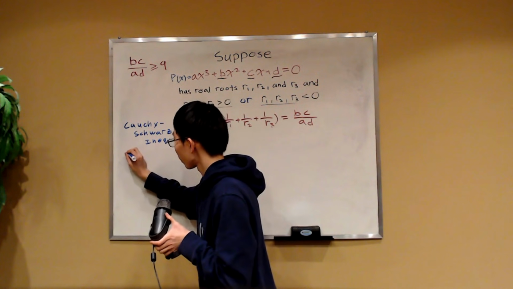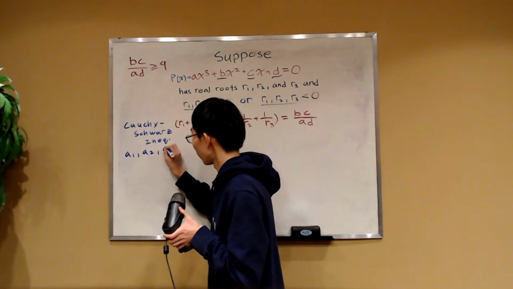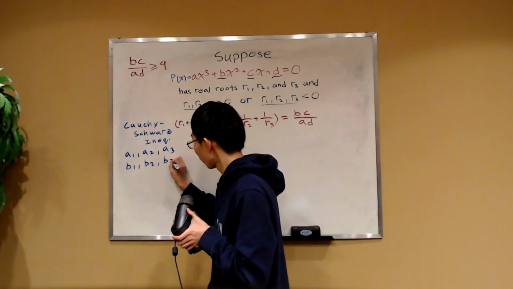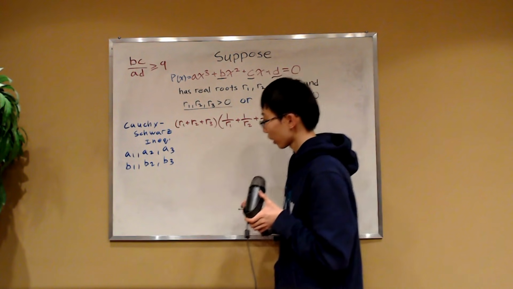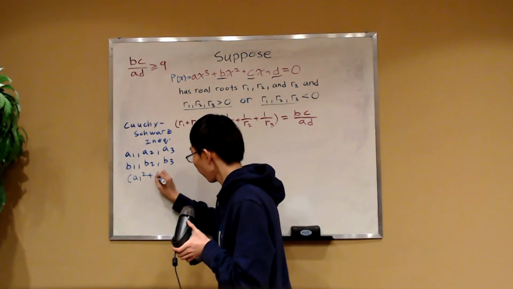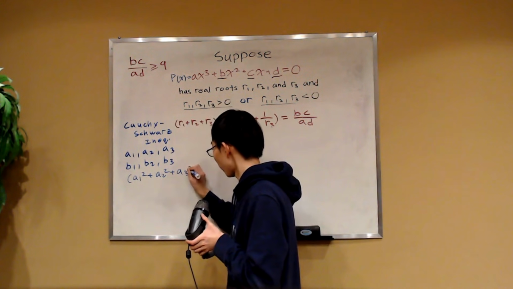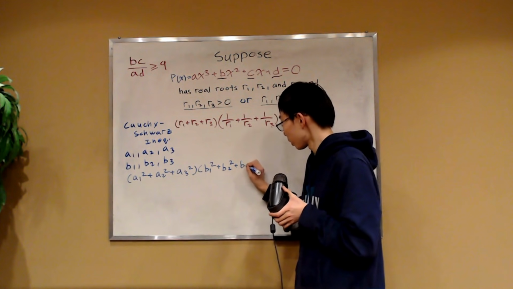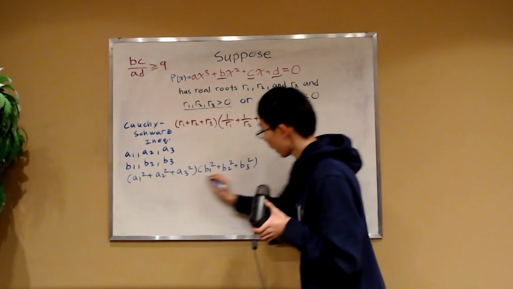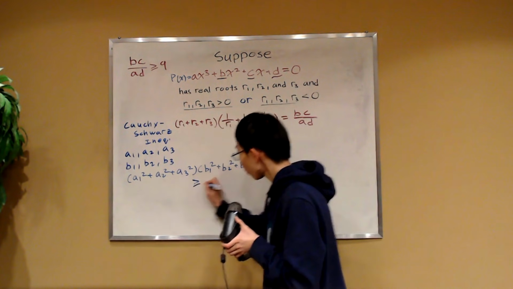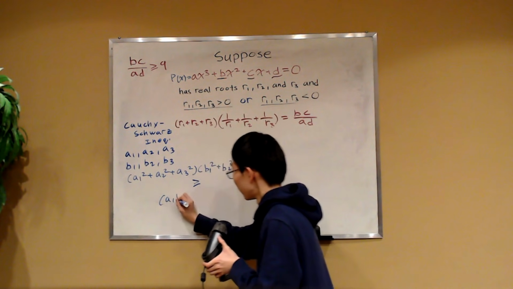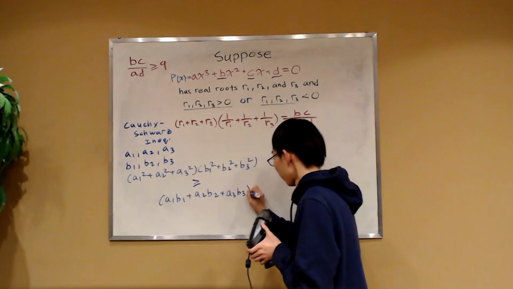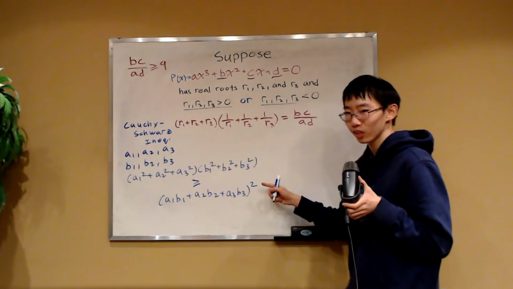Basically, if we have a sequence of real numbers, a1, a2, a3, and another sequence of real numbers, b1, b2, and b3, then the Cauchy-Schwarz inequality tells us that (a1 squared plus a2 squared plus a3 squared) times (b1 squared plus b2 squared plus b3 squared), this entire thing, is always greater or equal to (a1 b1 plus a2 b2 plus a3 b3), all squared. And this is the Cauchy-Schwarz inequality.